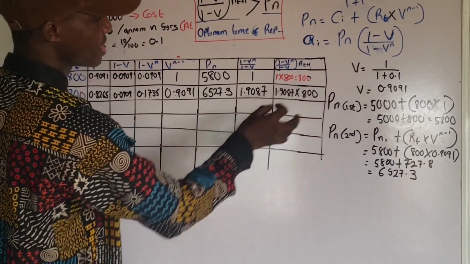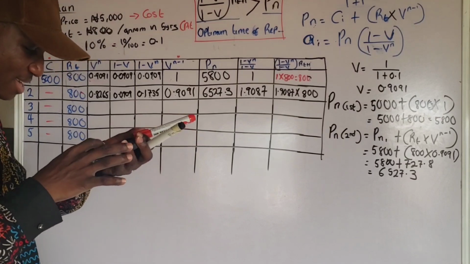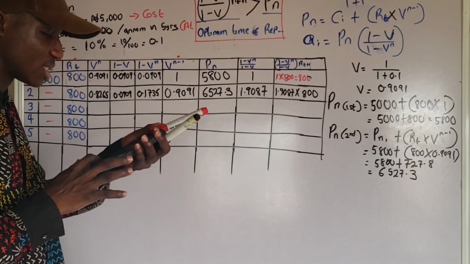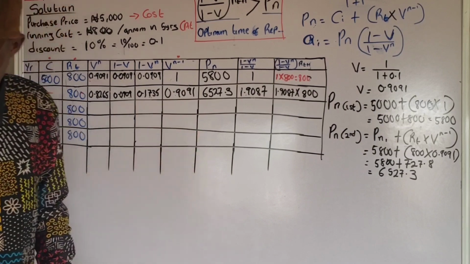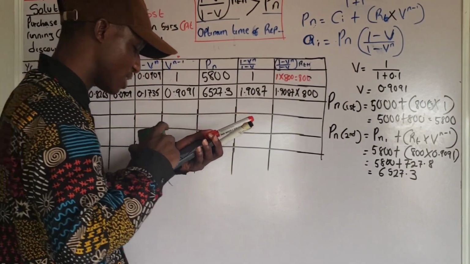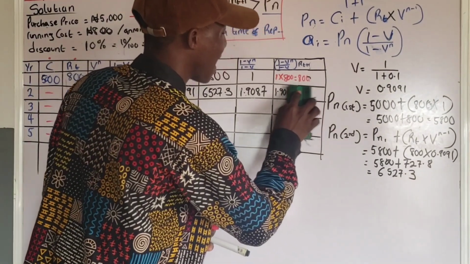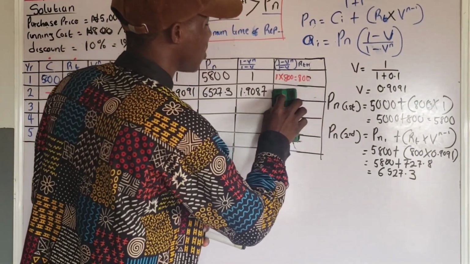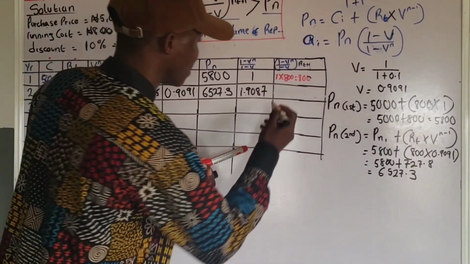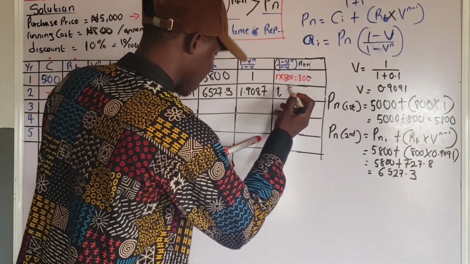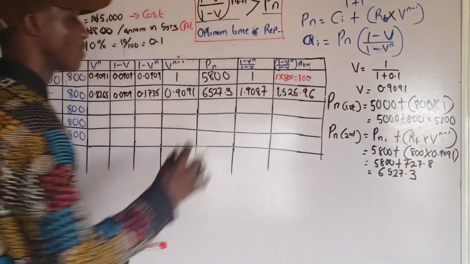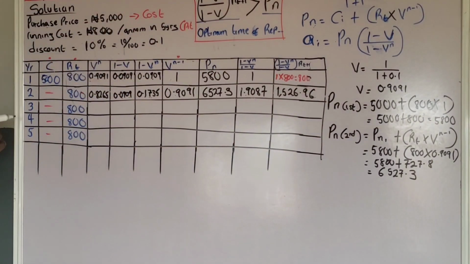Now, if you take the product of this and this, what will be your answer? That is 1526.96. So the value for these cells will be 1526.96. Do you understand? I only show the solution so that you can understand what I'm doing. Okay, so here I'm going to have 1526.96. That is the value for that cell. Now let's proceed to the third year.